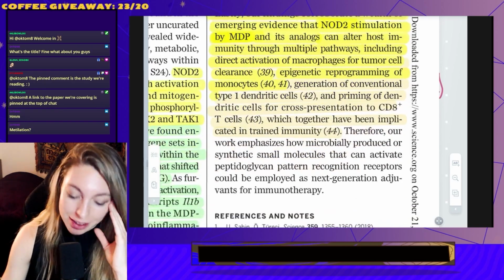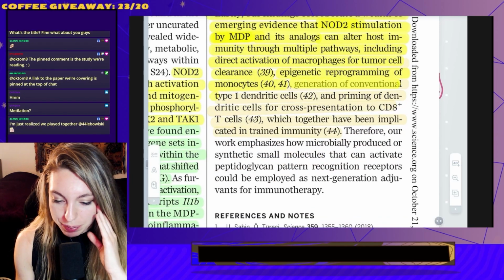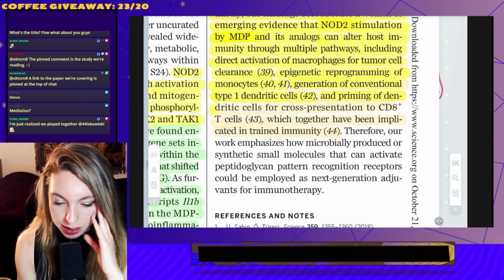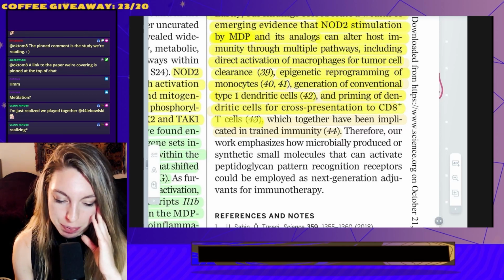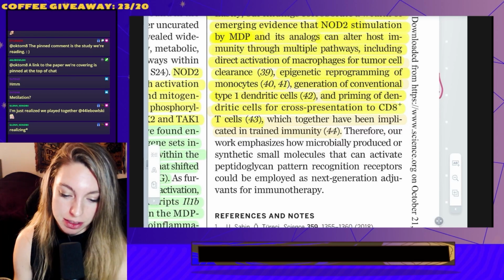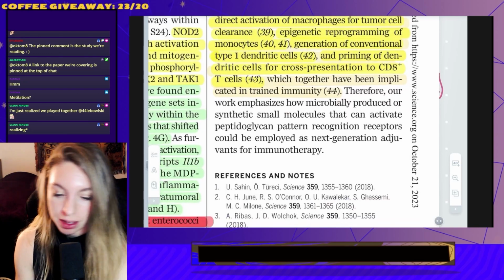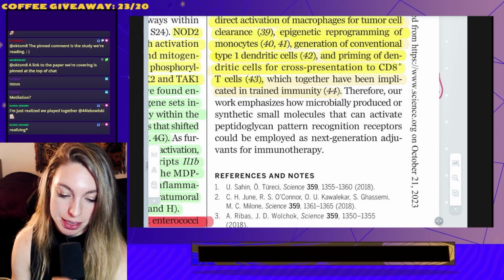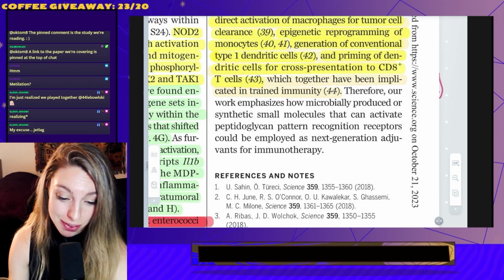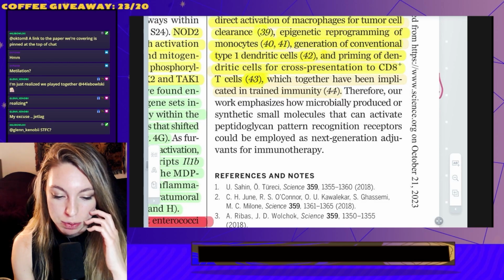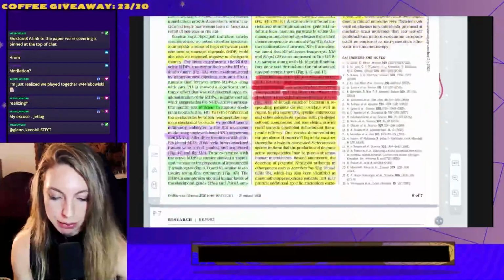Anyways, and then they're like, oh, maybe these peptides can also generate type 1 dendritic cells and priming of dendritic cells for cross-presentation to CD8 T cells. Basically, dendritic cells are these special immune cells that activate T cells. So they think maybe somehow NOD signaling that's activated by the MDP peptides from bacteria is making dendritic cells better at activating T cells. These little numbers are just referring to papers that they've linked in their references.